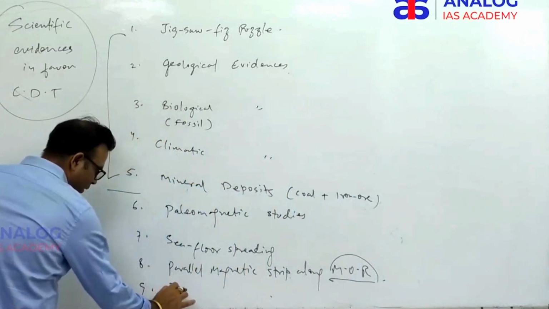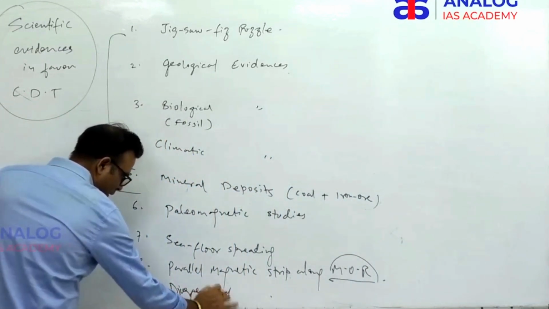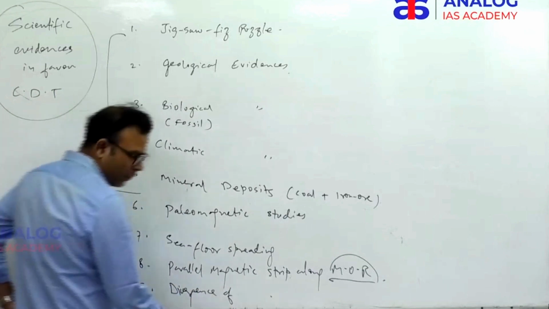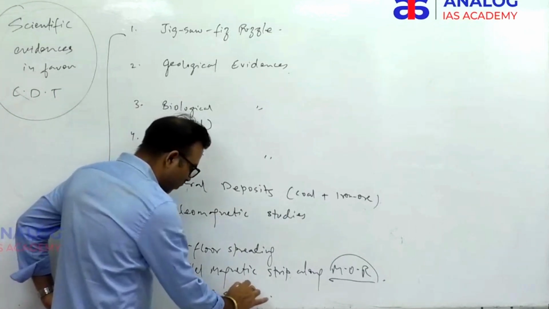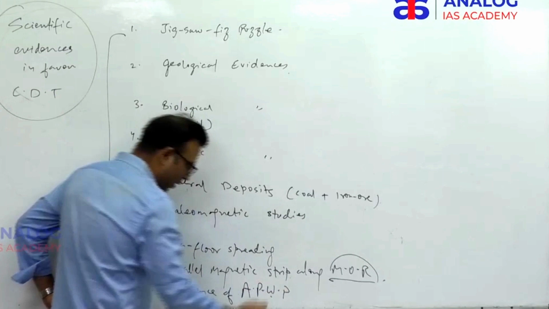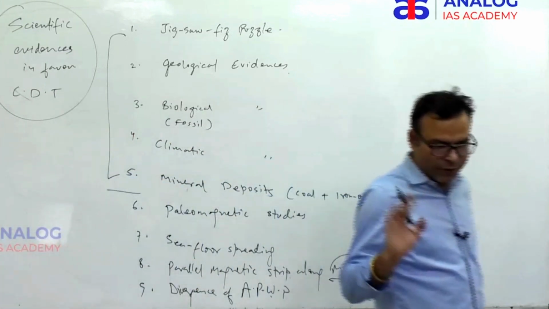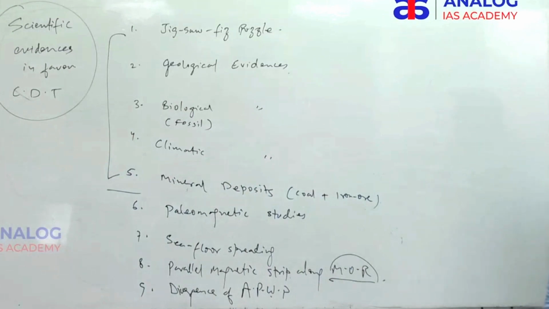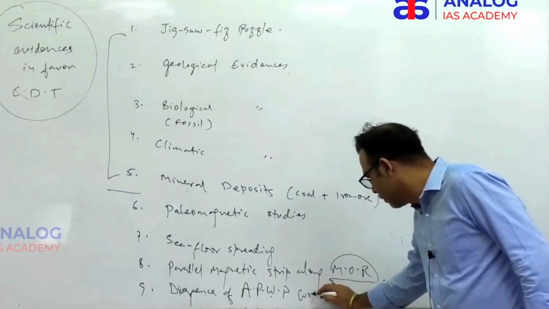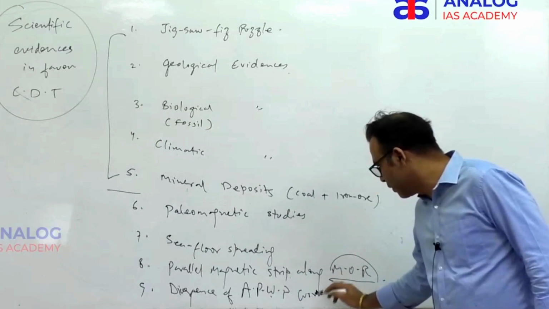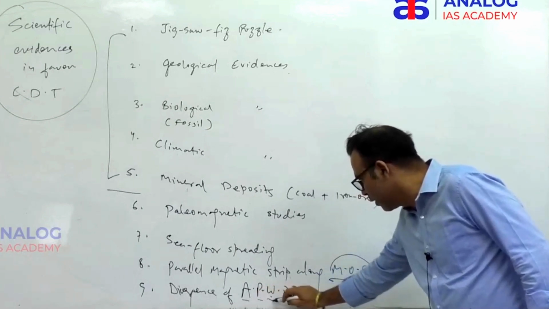Next, last point is divergence of APWP curve, apparent polar wandering path. Just I will explain all these words. Divergence of APWP curve of continents. AP means apparent polar wandering path.